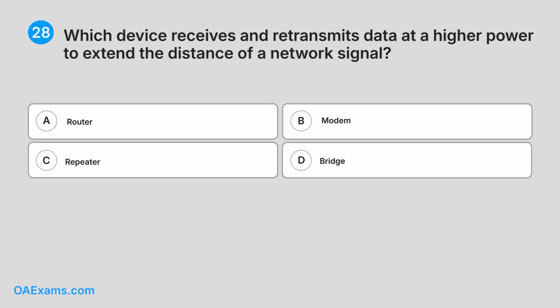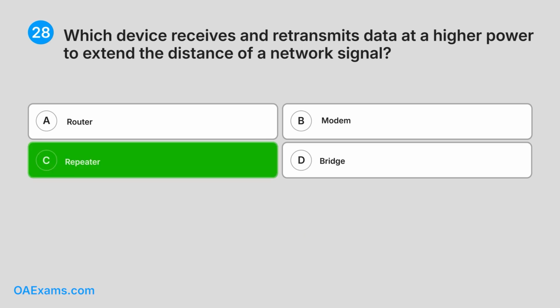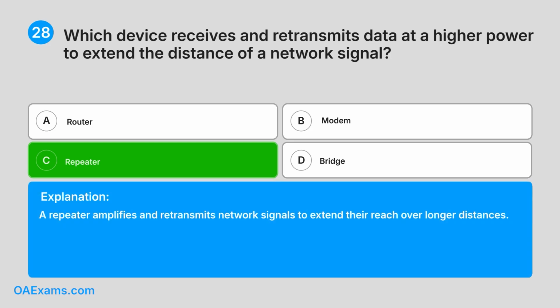28. Which device receives and retransmits data at a higher power to extend the distance of a network signal? A. Router. B. Modem. C. Repeater. D. Bridge. What do you think is the answer? Correct answer: C. Repeater. Explanation: A repeater amplifies and retransmits network signals to extend their reach over longer distances.